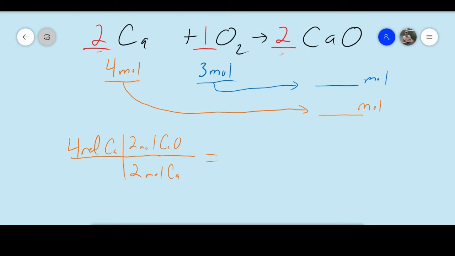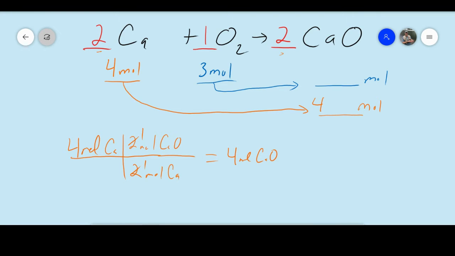I know this will reduce down to 1 to 1, of course, so we can reduce that fraction. So from 2 moles of calcium, I'll produce 2 moles of calcium oxide. So 4 moles of calcium is going to produce 4 moles of CaO. So let me write that down, 4 moles.